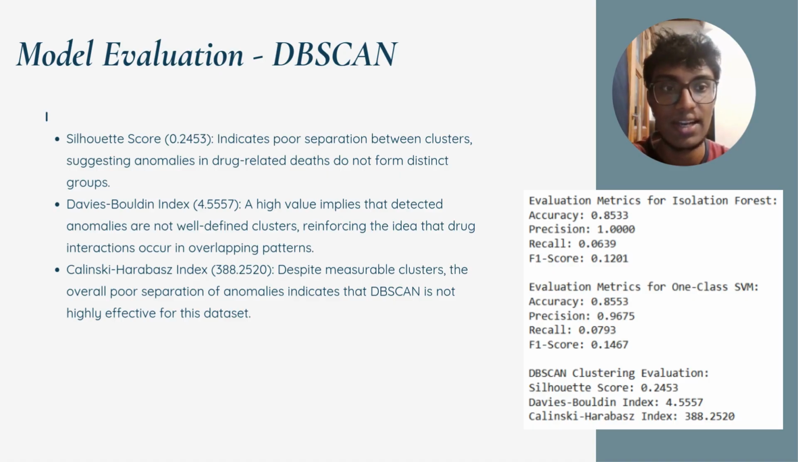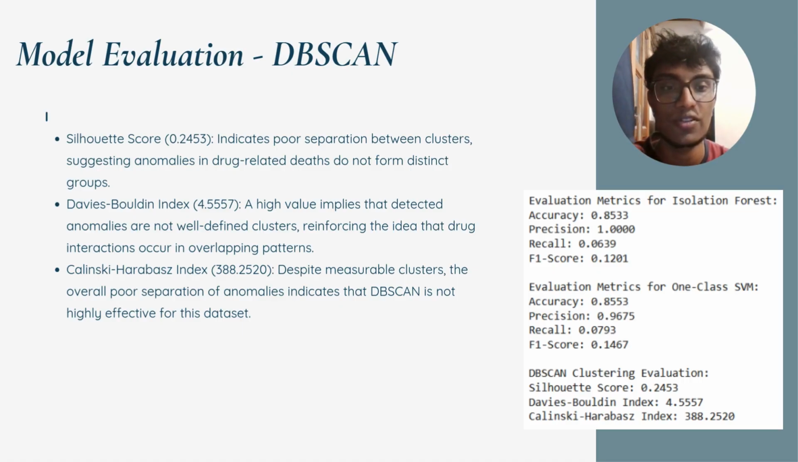The Calinski-Harabasz index was relatively high at 388.2520, suggesting that DBSCAN was able to form measurable clusters. However, the anomalies did not fit neatly into distinctive density-based groups. This suggests that DBSCAN may not be the most effective method for detecting anomalies in drug-related deaths, as the nature of substance use does not conform to well-defined clustering structures.